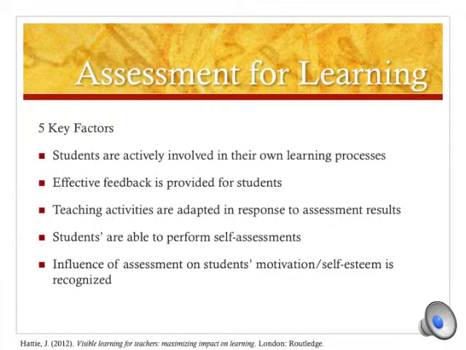From these 5 factors, Black and William devised 5 strategies. Clarifying and sharing learning intentions and criteria for success, which is basically making sure that students understand what the teacher wants, is one of the first strategies. Creating effective classroom discussions and other learning tasks that demand that students show evidence for what they think and say is also important.